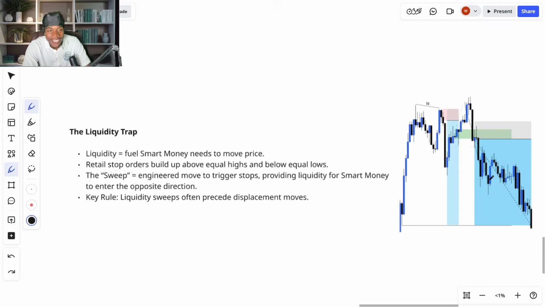But before we got this clean extension move, what did price do first, right? Always pay attention. Before price gave us this strong displacement move, liquidity happened first. Liquidity sweep often precedes a displacement move. Always remember that before the real move happens, price has to give us a manipulation. It has to trick out a lot of traders. Without that, price won't deliver how we want it to.